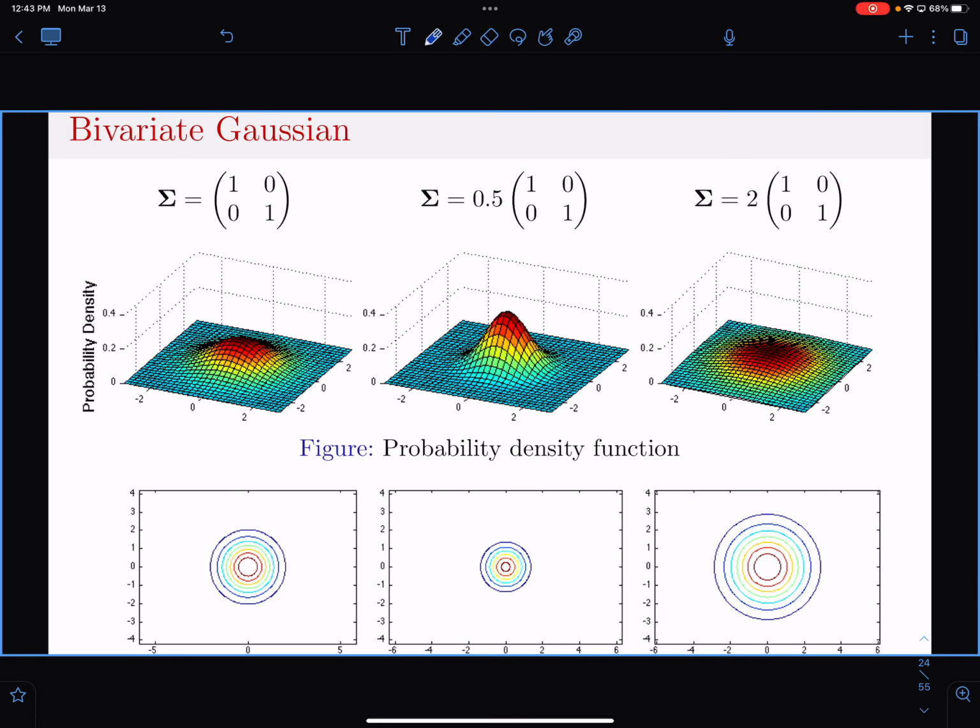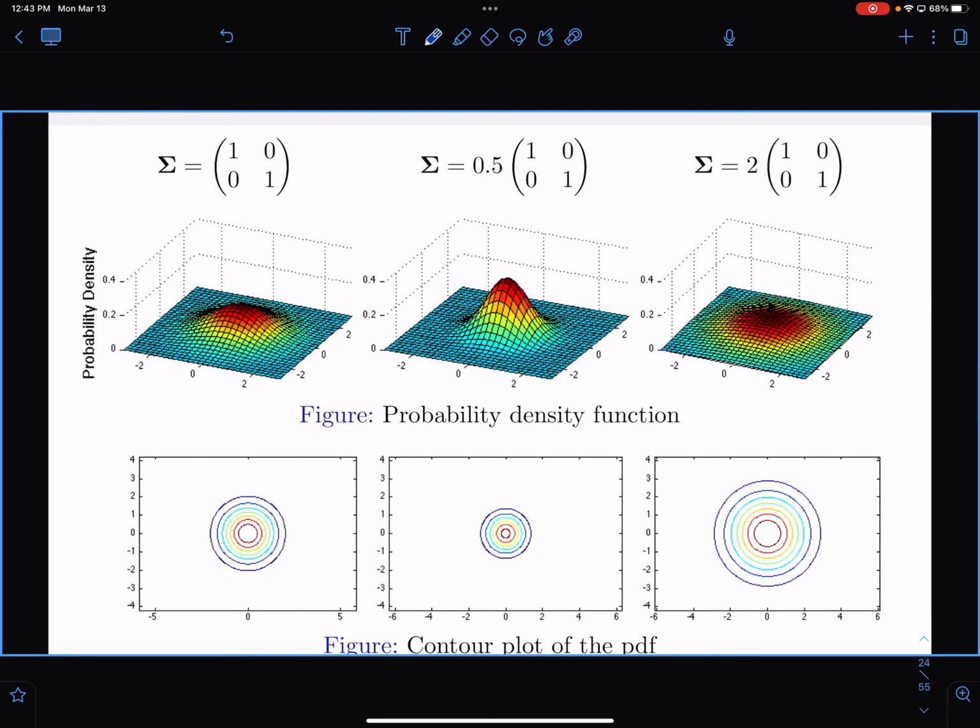So in pictures, you can see what goes on here. In the middle picture, we're scaling all the eigenvalues by a half, which means for each of the directions, we're not moving quite as far. So the density becomes more concentrated around the mean. In the rightmost picture, we're scaling it by a factor of 2. So now everything becomes more spread out, and things are normalized to equal 1.